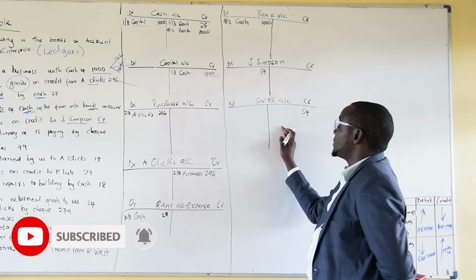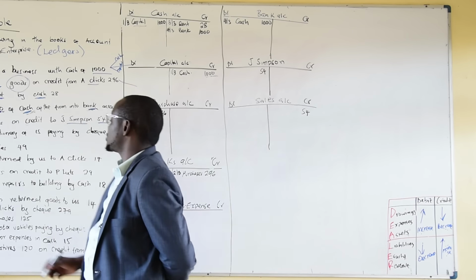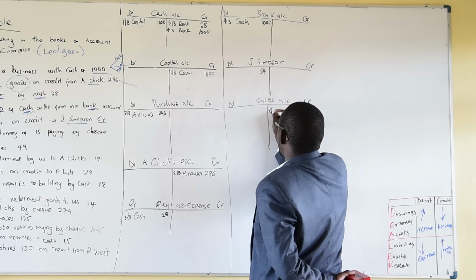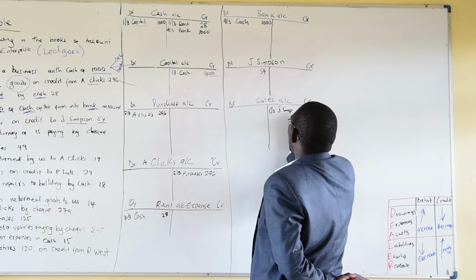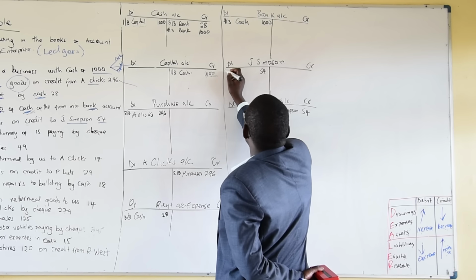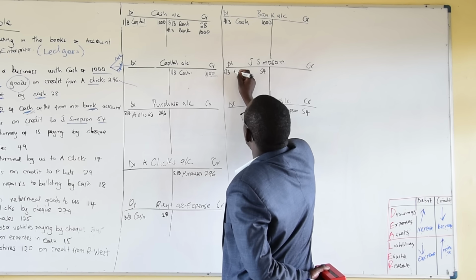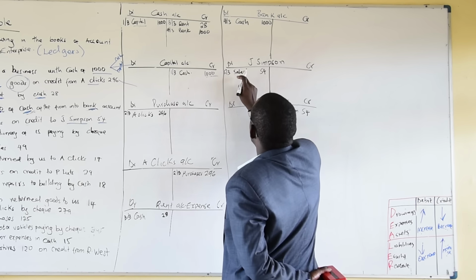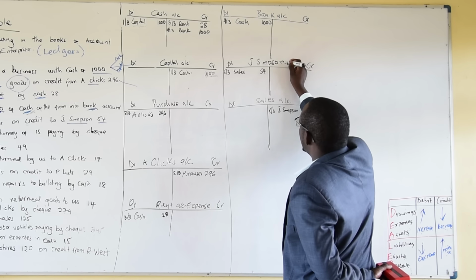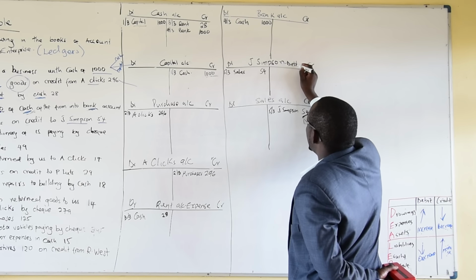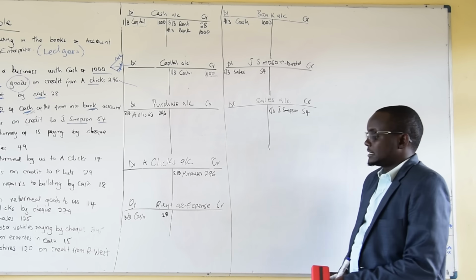I need to narrate where these goods were sold to. The date is 5th of March. So I say 5th of March, these goods were sold to J. Simpson. And here I narrate 5th of March, this debt to Simpson arose from sales. And we know Simpson will be called a debtor. And debtors are assets.